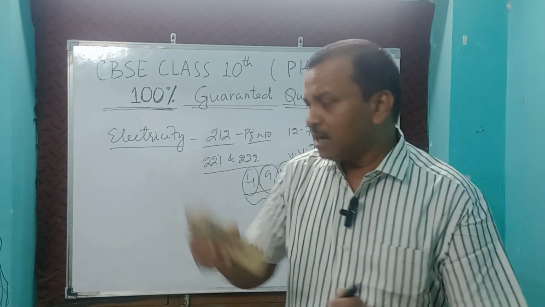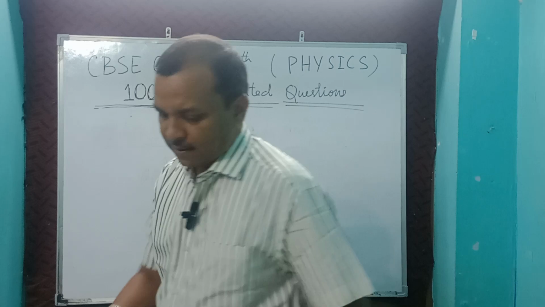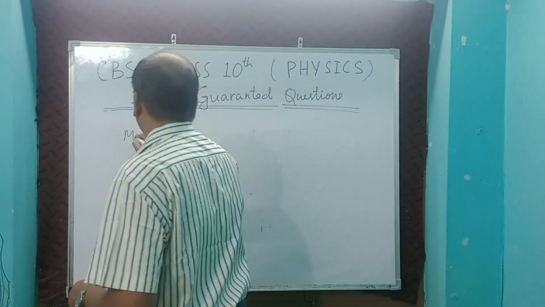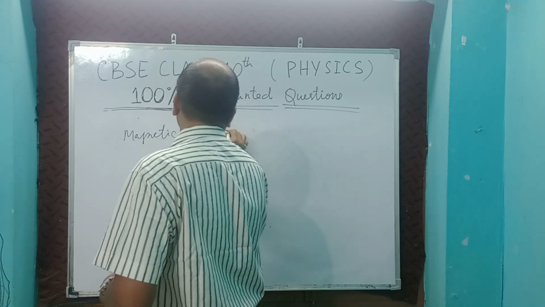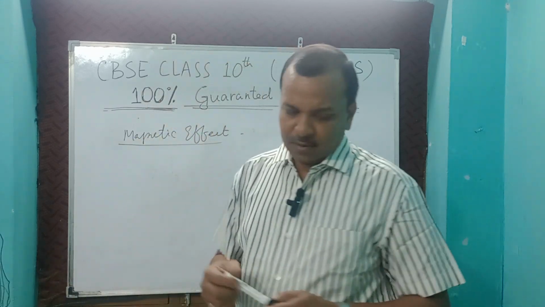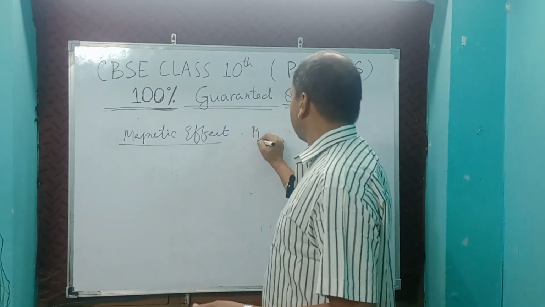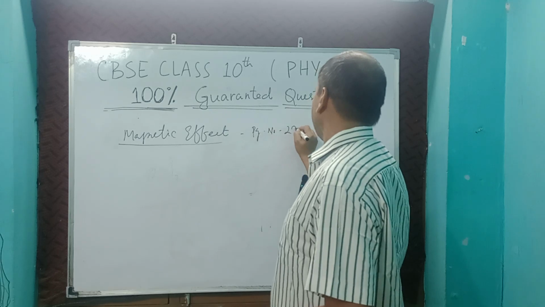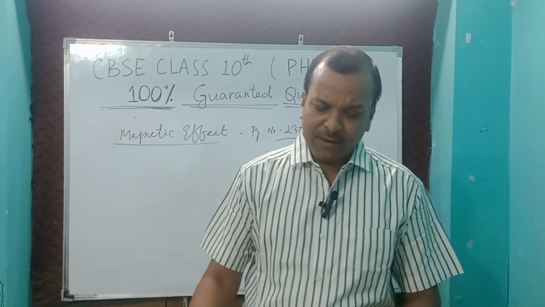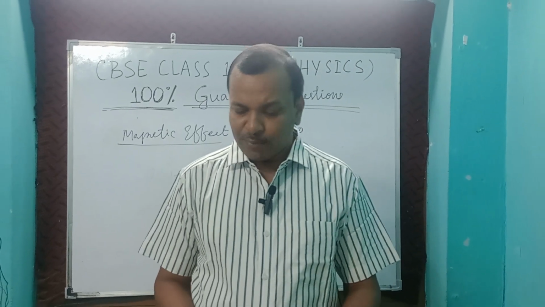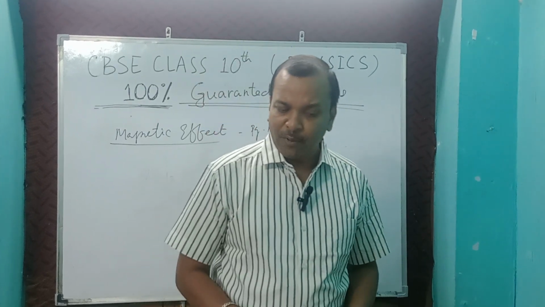Next one is the last chapter, magnetic effect. Last one is our magnetic effect of electric current. From the magnetic effect chapter, on page number 230, there is an in-text question which is extremely important.